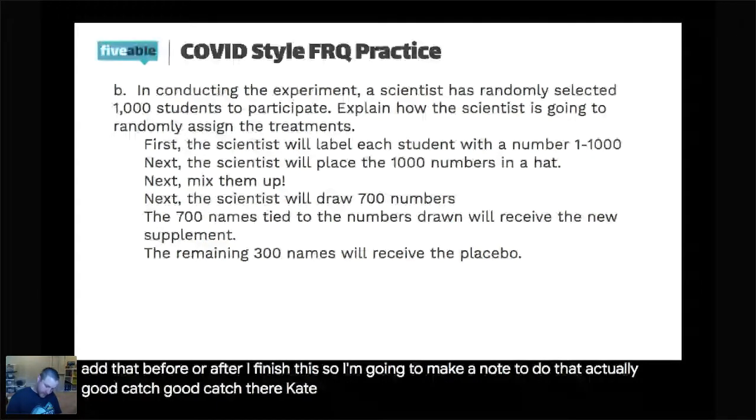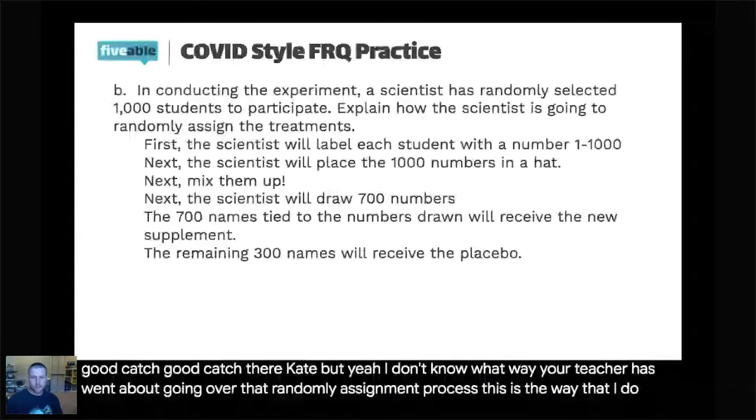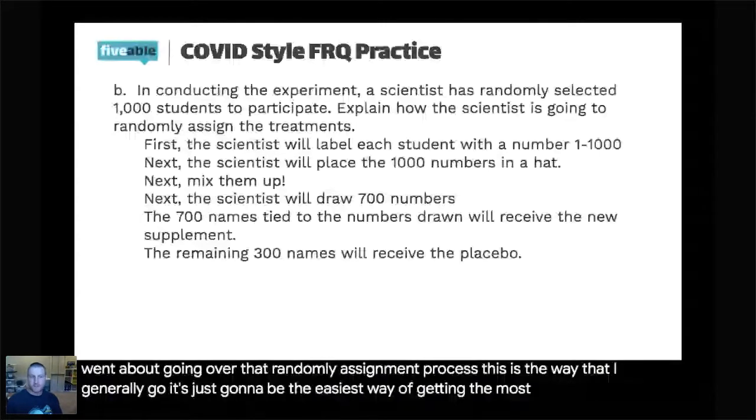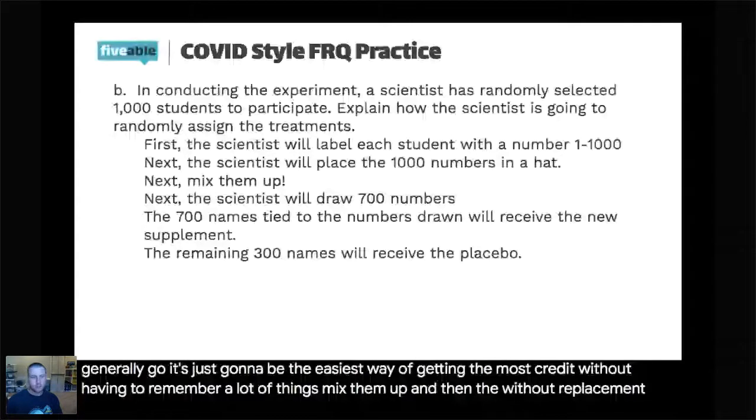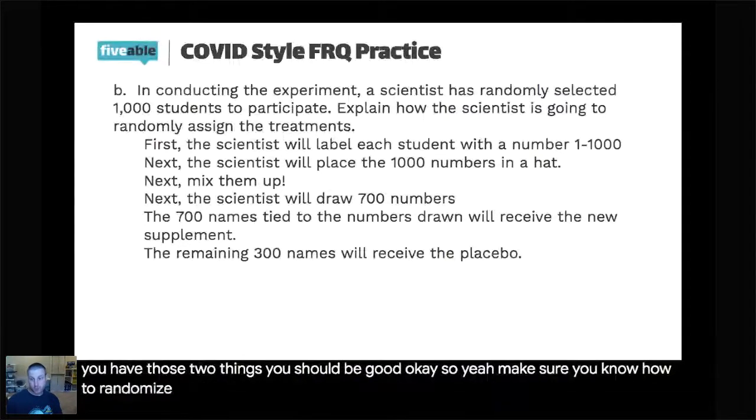But yeah, I don't know what way your teacher has went about going over that random assignment process. This is the way that I generally go. To me, it's the easiest way of getting the most credit without having to remember a lot of things. Mix them up, and then the without replacement. If you have those two things, you should be good. Okay. So yeah, make sure you know how to randomly assign treatments.